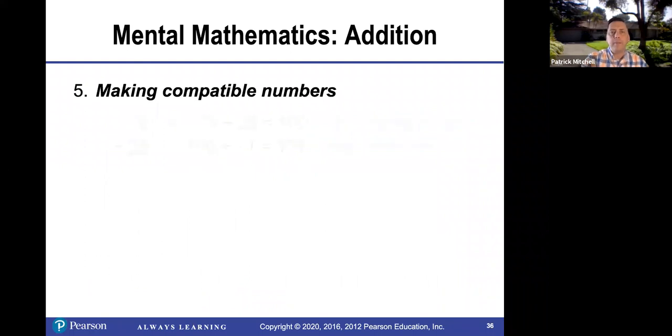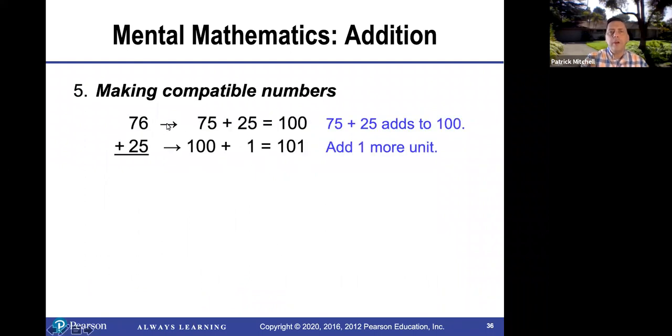Making compatible numbers. You can take 75 plus 25, which is 100, and then just add the 1 that you left out to get 101.